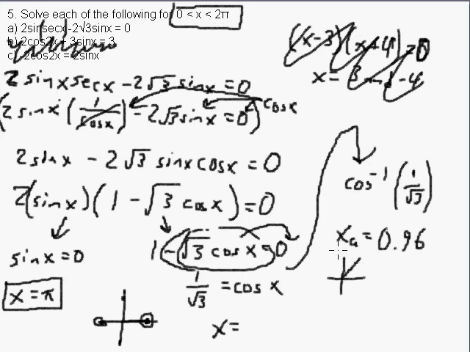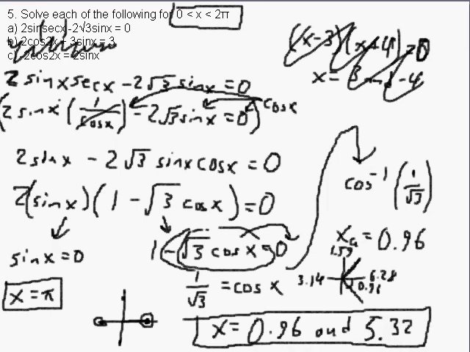How do I know that? Because this is pi by 2. What's pi? Well, pi is 3.14. So if I'm looking at decimal numbers, this is 3.14 divided by 2, which is 1.59 or something like that. So 0.96 is less than that. If that's one of my answers, the other answer is down here, which is 0.96 away from 2 pi, which is 6.28. So if I take 6.28 and I subtract 0.96, I get 5.32.